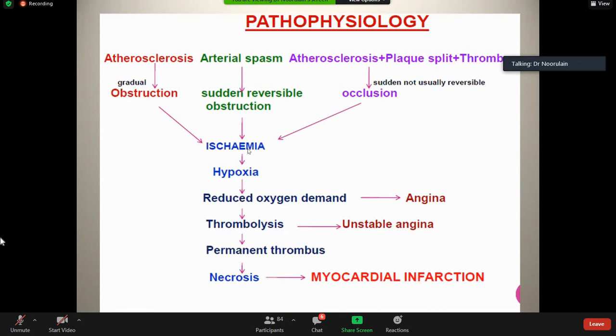Ischemia causes hypoxia with reduced oxygen supply, and it can manifest as angina. If there is a thrombus formation or an embolus, it can cause unstable angina, which can occur even at rest. And if there is a permanent thrombosis, it can lead to the decrease or stopping of the oxygenated blood to the myocardium, causing necrosis of the myocardial tissue and leading to myocardial infarction.